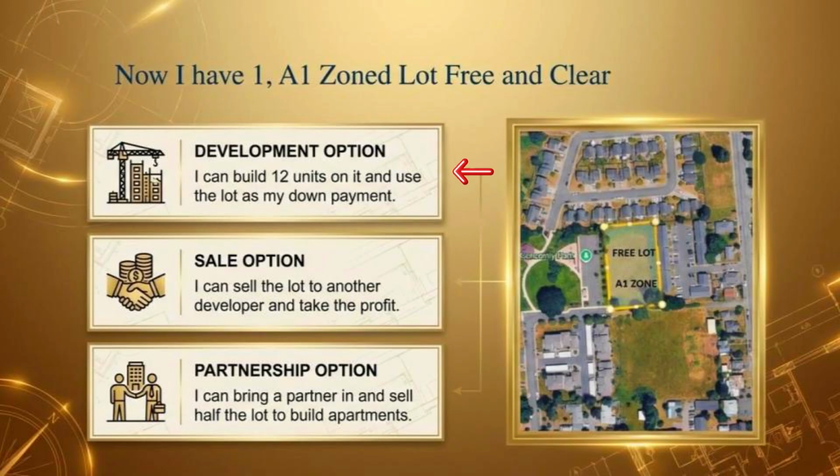One is the development option, where I can build 12 units and use the lot as my down payment for the construction costs and the construction loan to build those 12 units. So I don't have to come out of pocket to start the project. After I built those, I could decide to keep them, refinance them because they're worth more than what I paid for them once they're stabilized, or sell them. So I actually have three options behind it.